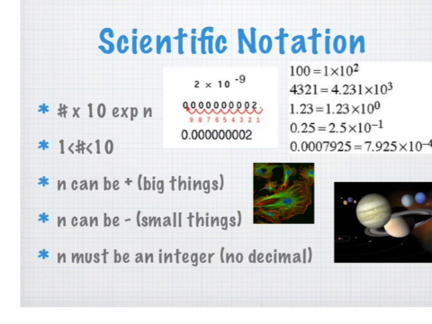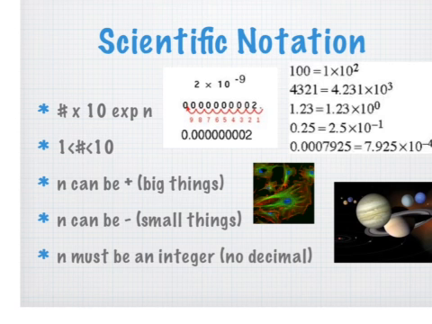Scientific notation is the accepted way to express really, really large or really, really small numbers. Scientific notation is always written as a number times 10 to some power. And the number needs to be between 1 and 10.